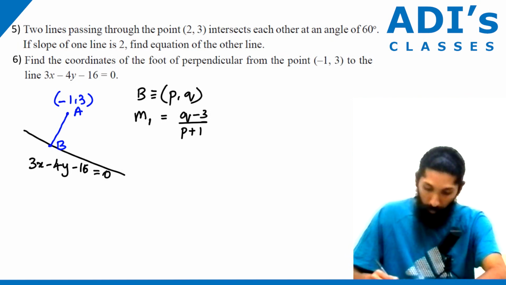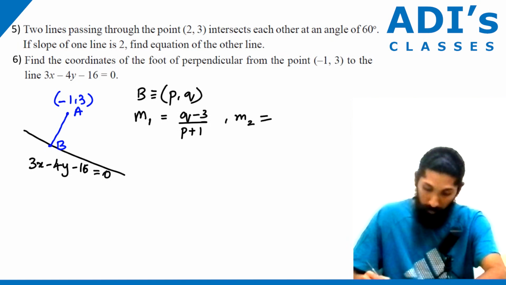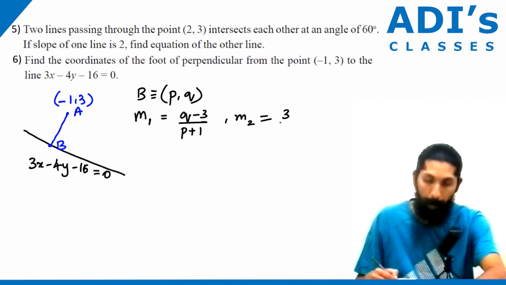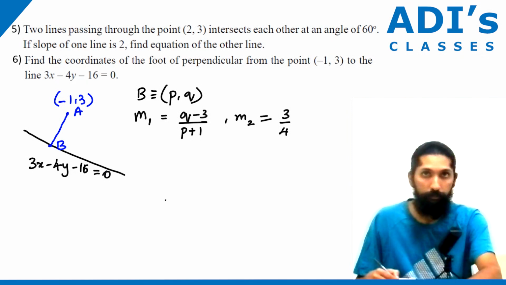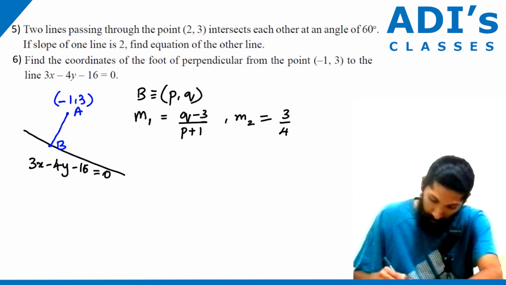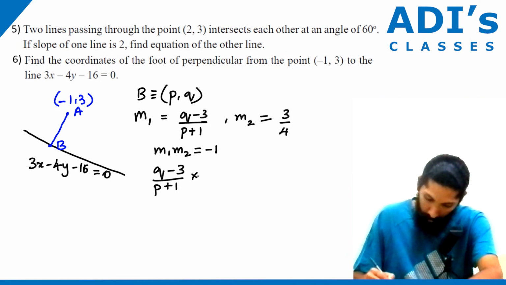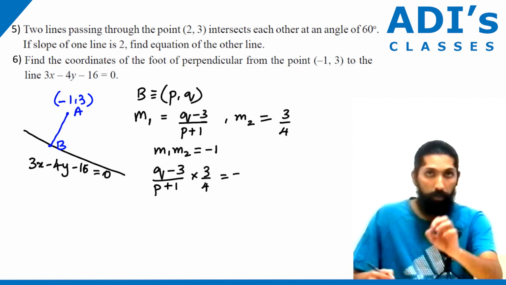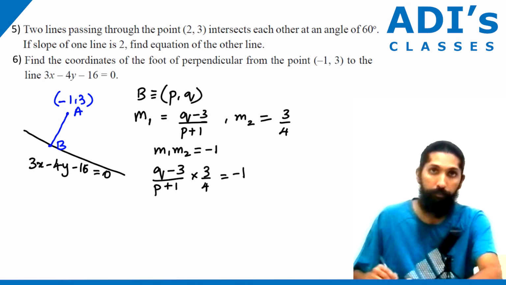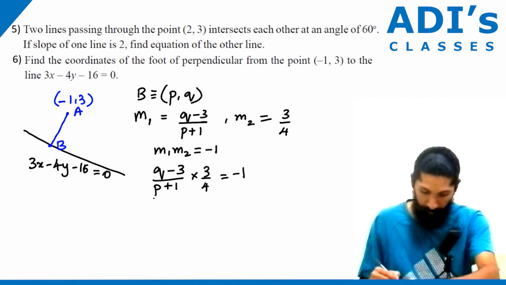First slope. What is the slope of the line? Slope of the line is minus A by B, which is 3 divided by 4. First part is done, correct? Now, the product of these two is what? Negative 1. So, we know that M1 M2 is equal to minus 1. That means (Q minus 3) by (P plus 1) into 3 by 4 is equal to minus 1. Now, guys, get a relation between P and Q.